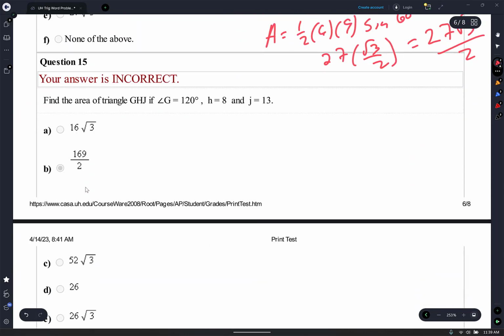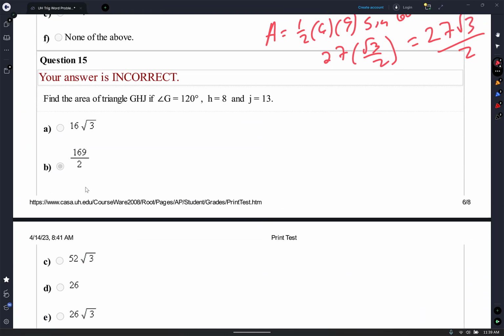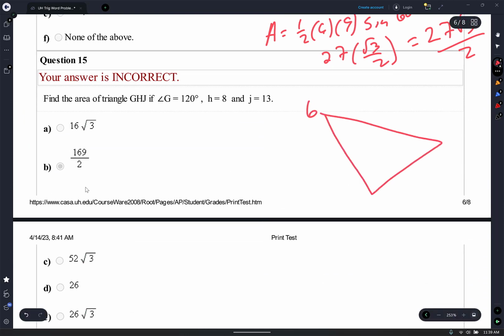All right. Is this the last one? No, we got 2 more. Find the area of triangle GHJ. Not to scale. Angle G is 120. Definitely not to scale because it looks so cute here. Little h is 8, and little j is 13. Again, guys, they're giving me everything I need. I need these two adjoining sides that meet at point G with that angle, and I have all that.